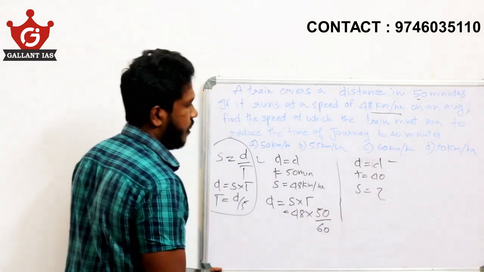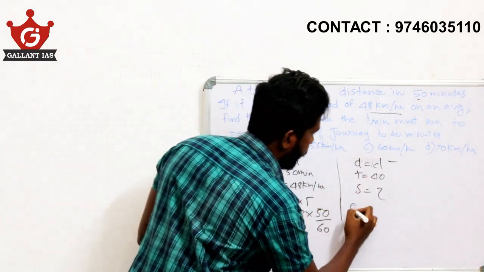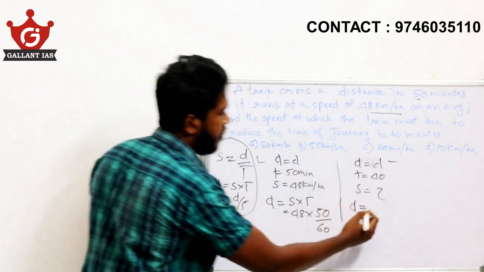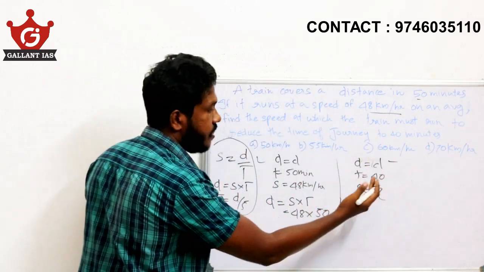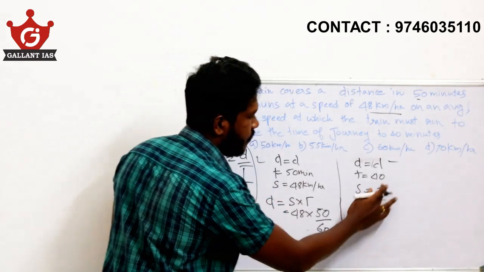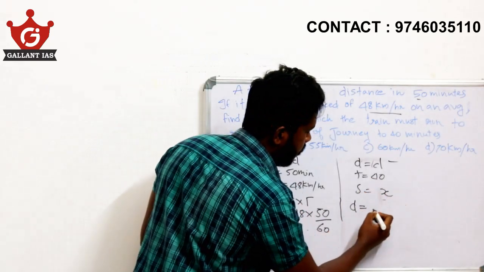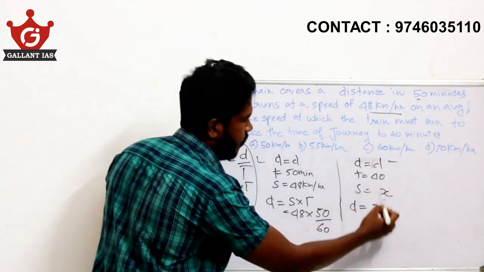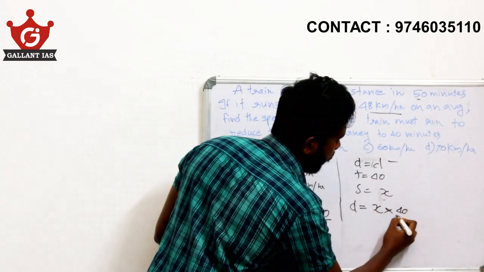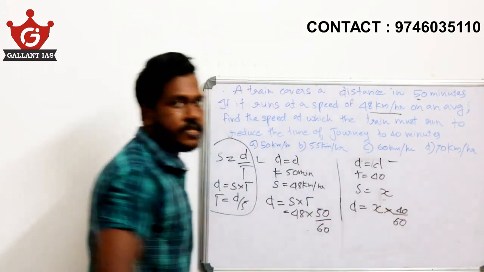Okay, now take the second case. So here, what will the D value be? D is equal to speed into time. Speed is the thing that we need to find. Let that speed value be X. So D is X into time, which is 40 minutes. So we need to convert that minutes into hours, that is 40 by 60.